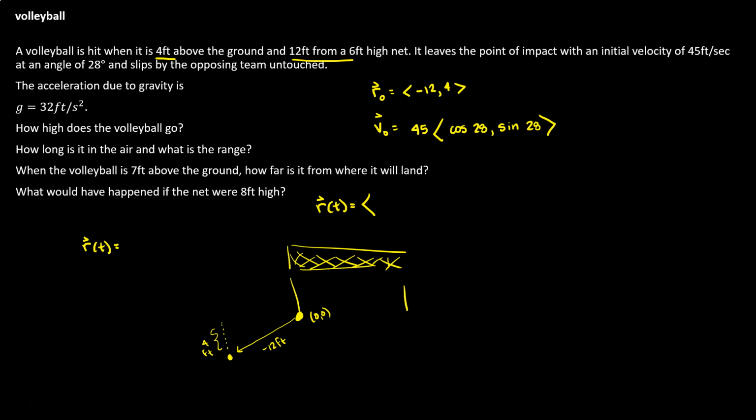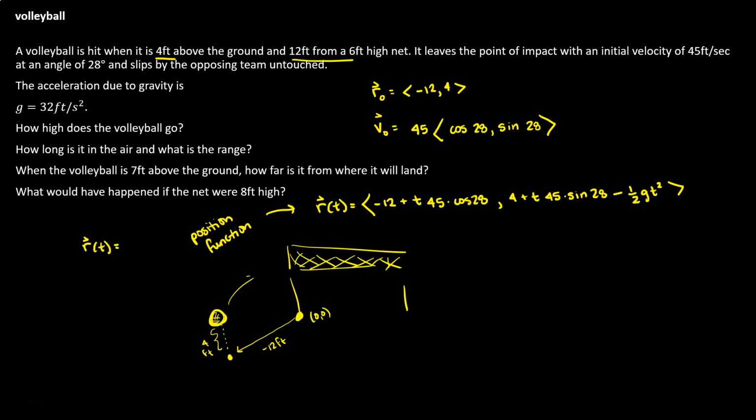In the i hat component, we need negative 12 for our initial position, plus t times the x component from the initial velocity vector, which would be 45 cosine 28. And that's it for the i hat component. Then for the j hat component, we'll have 4 from the initial position vector, plus t times the component from the initial velocity vector, and then lastly, minus 1/2 g t squared. So that's our entire position function, and that's going to represent this volleyball that we're projecting over the net.